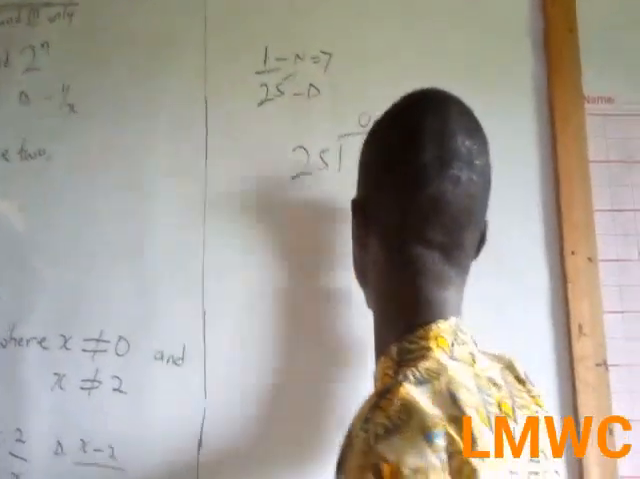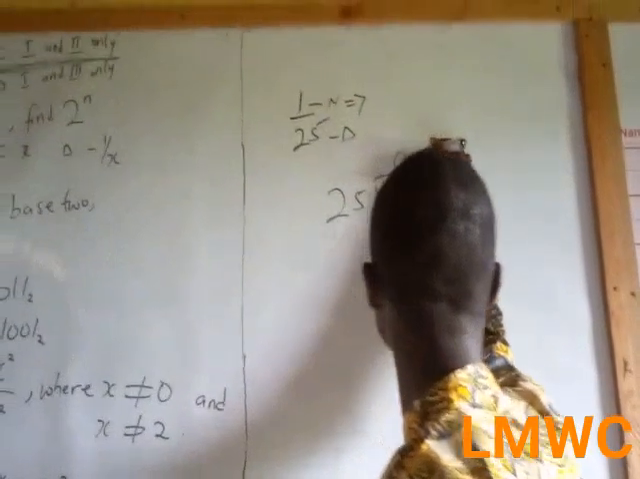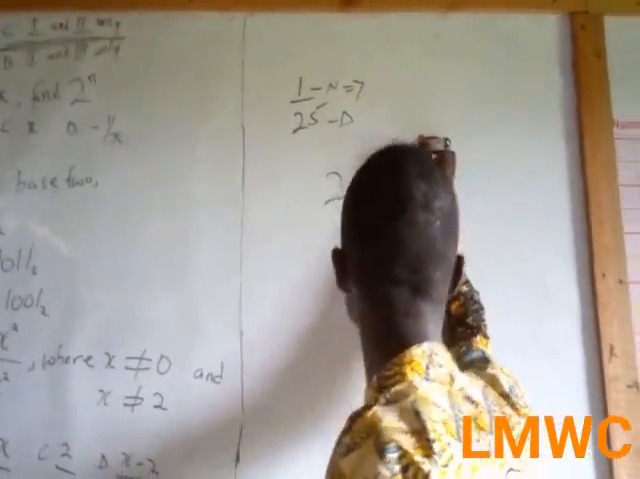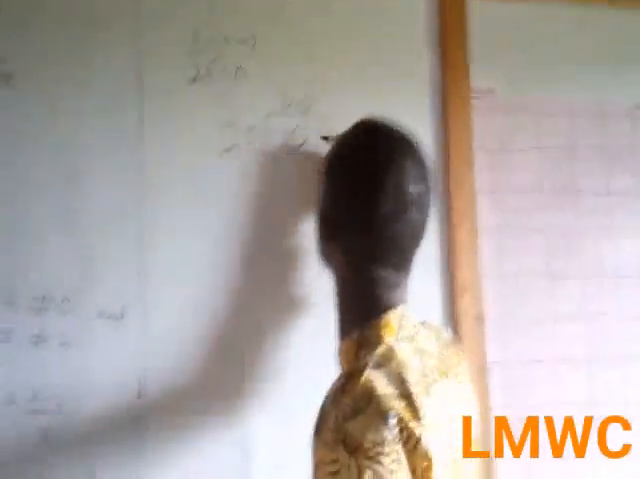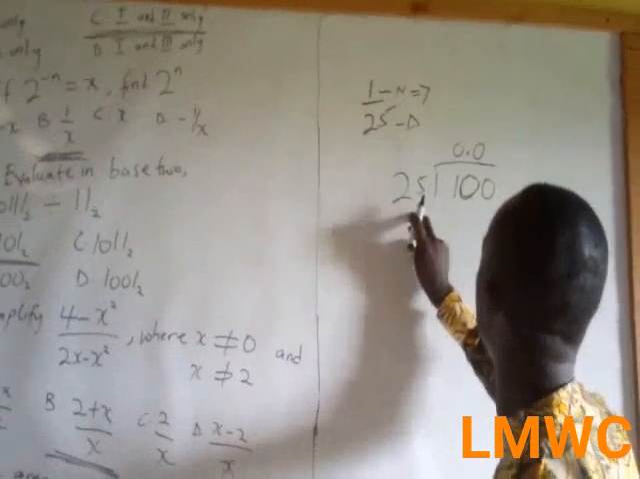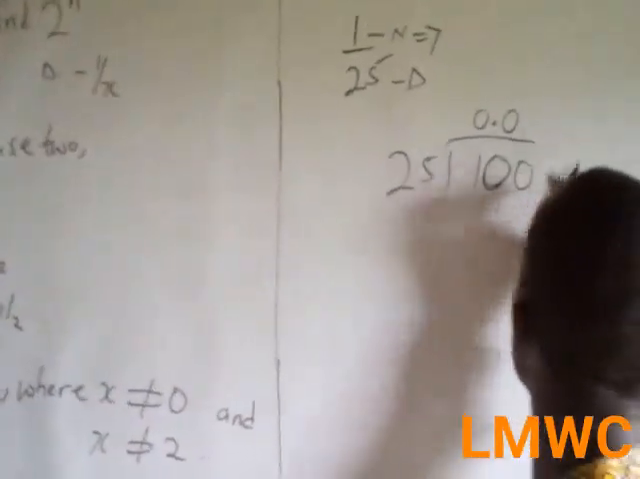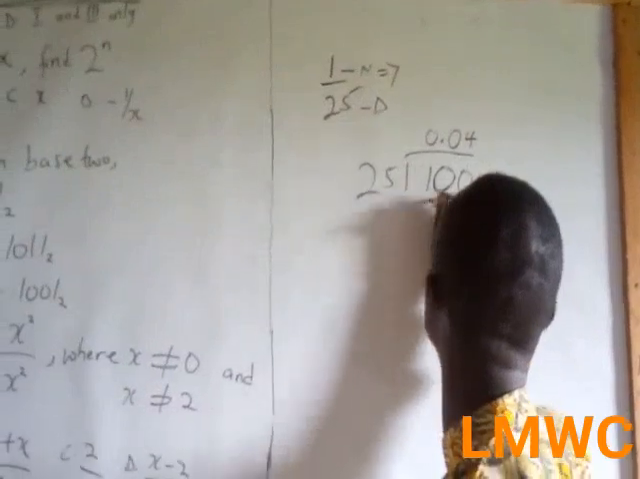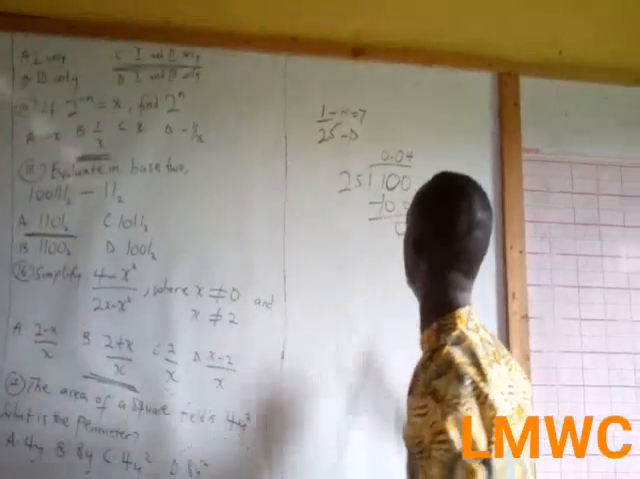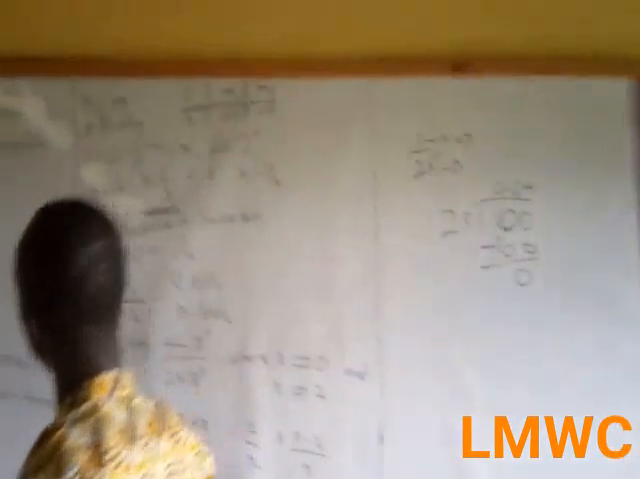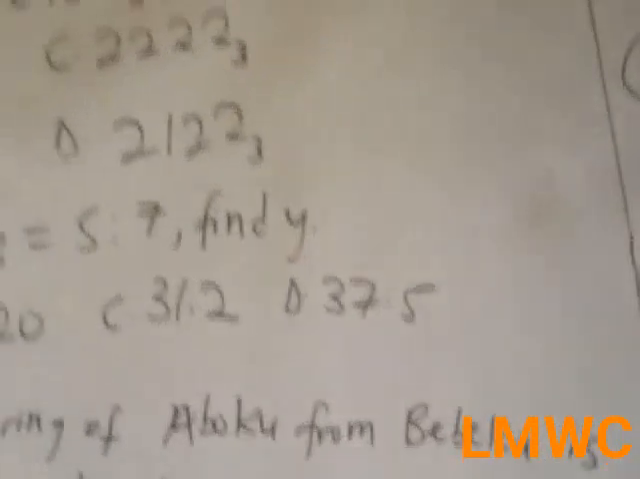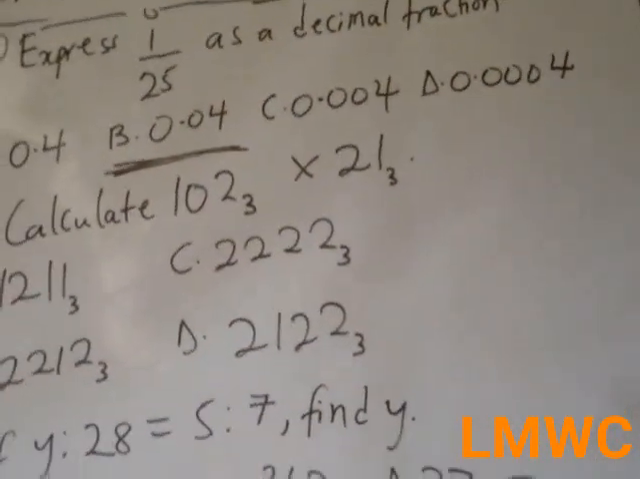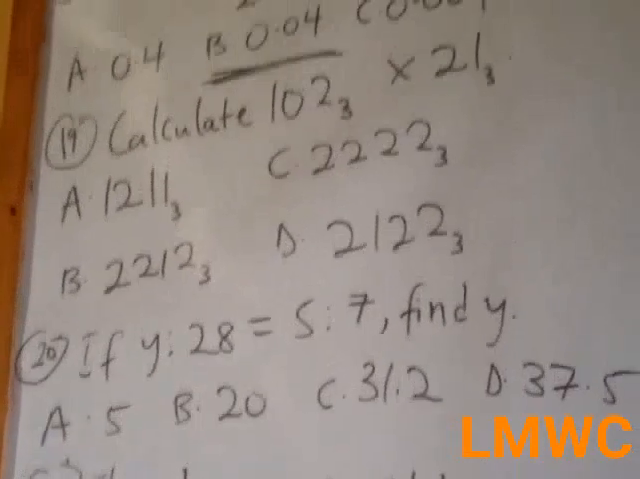You bring the decimal point, so you bring 0 here. 25 can't go into 10, you bring another 0. The reason why I'm putting the decimal point is that I introduced another 0. Now let's bring 0. 25 can now go into 100. 4 times 25 is 100. If you subtract, you are getting 0. So our answer is 0.04. It is B, 0.04.